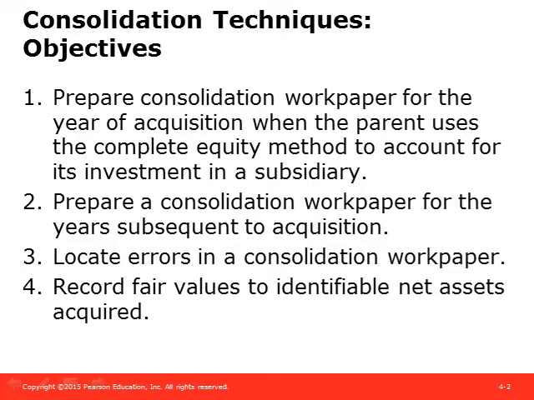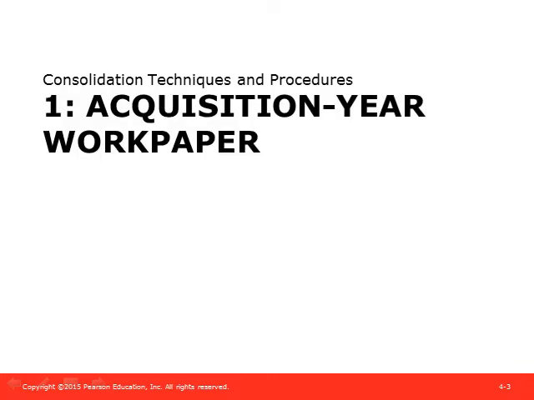In this chapter, we'll talk about how to prepare consolidation work papers for the year of acquisition when the parent uses the complete equity method to account for its investment in subsidiary. We'll prepare and walk through a consolidated work paper for a year subsequent to the acquisition. We'll talk about how to locate errors in the consolidation work papers, and we'll talk about how to record fair values to identifiable net assets acquired.